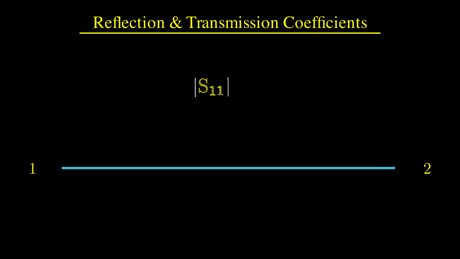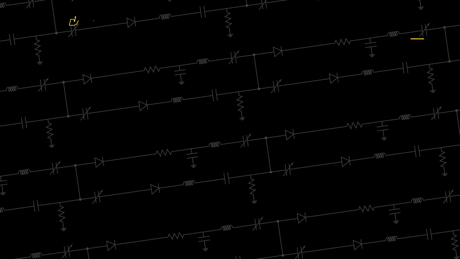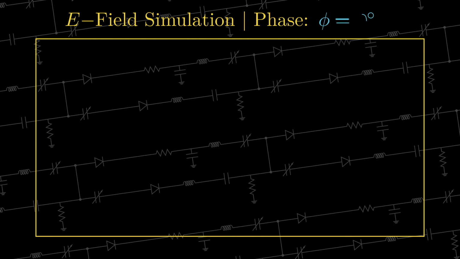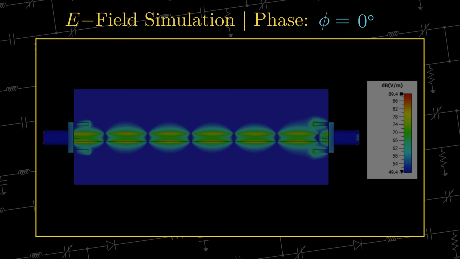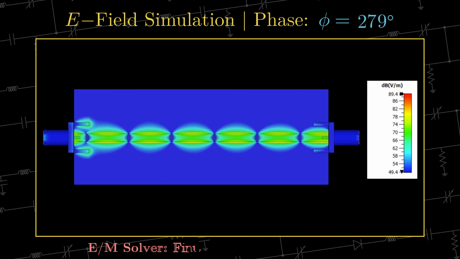Therefore, the magnitude of S11 will be equal to 0. On the other hand, since 100% of the energy is transmitted to port 2, the magnitude of S21 will be equal to 1, or 0 decibels. We can visualize the uninterrupted flow of energy by observing the electric field in a so-called through transmission line, where no discontinuity is present between the two ports.